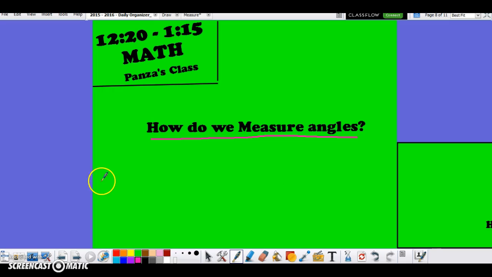Today, in the video lesson, we're going to be discussing how we can measure angles using a protractor. And there are 5 simple steps that you can follow each time to answer this question that we're looking at. Let's take a look at the steps.